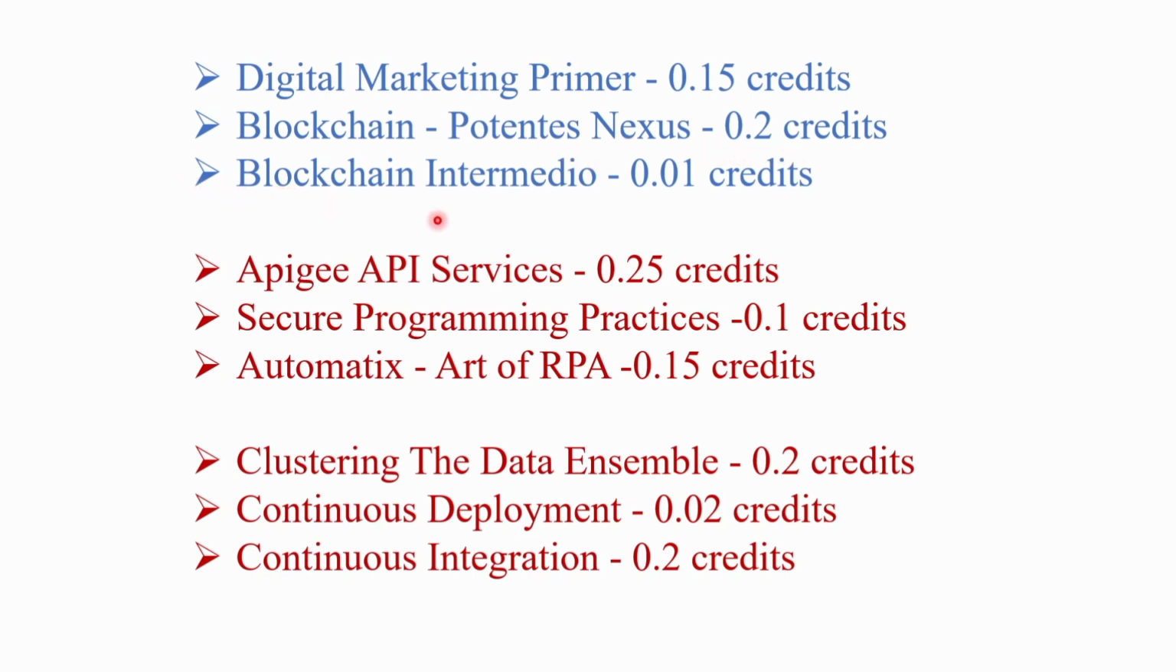Then you again have Blockchain Intermedio, that is 0.01 credits. Then you have Apigee API Services, 0.25 credits. Secure Programming Practices, 0.1 credit, and Automax Art of RPA, 0.15 credits. One more important thing, that you have Clustering the Data, that is for 0.2 credits. Continuous Deployment and Continuous Integration is again for 0.02 credits and 0.2 credits.